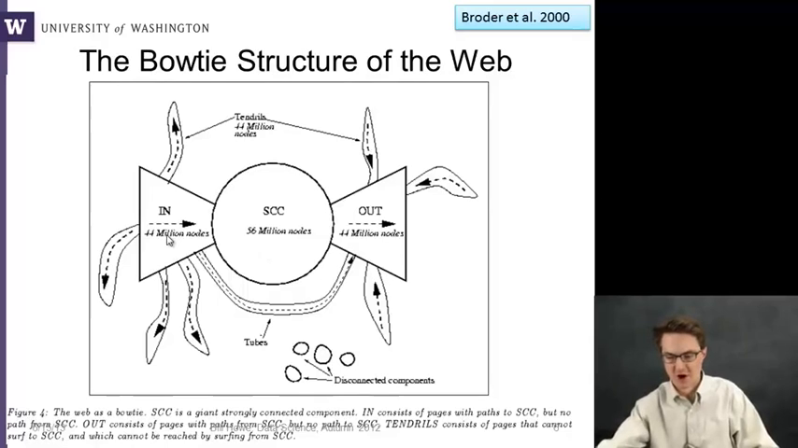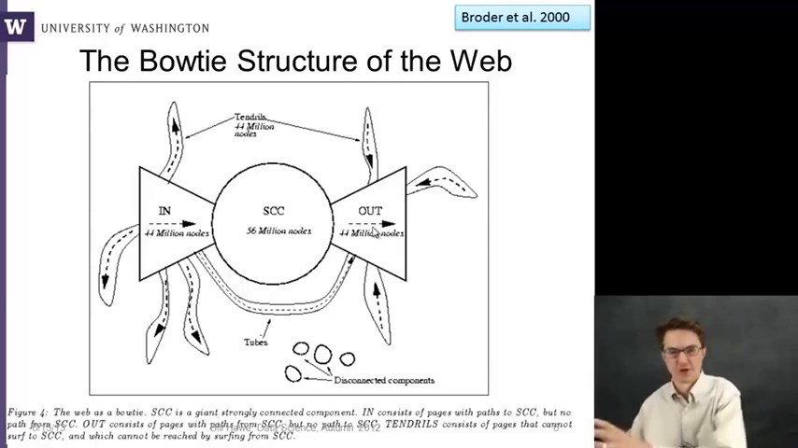So these are things that you can reach the strongly connected component from, but you cannot reach back from the strongly connected component. So they link into the main mass of the internet. Okay, and then similarly on the outside, there are things that link from the strongly connected component, but you can't get back. And it's about these big three.